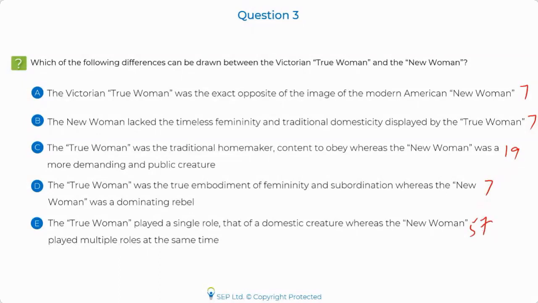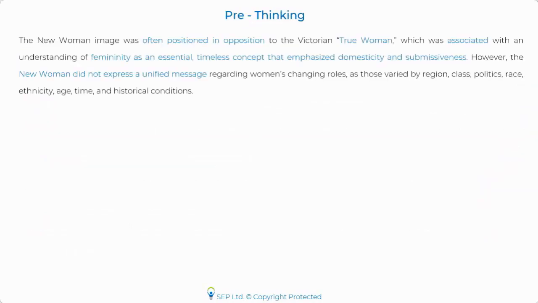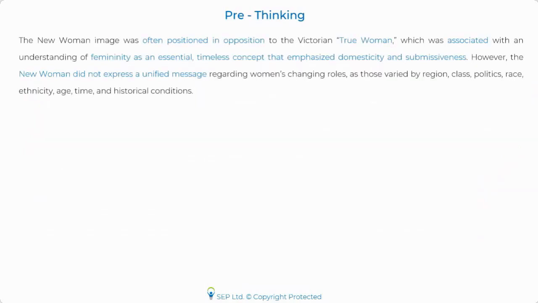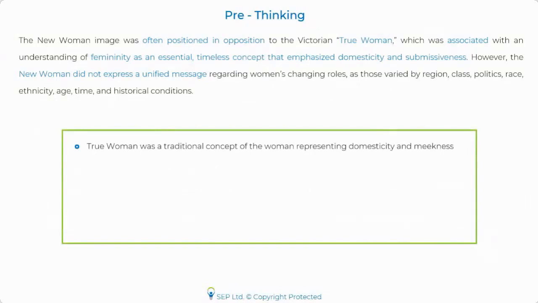I'm going to talk to you about the distortions now. Listen carefully. The question is, which of the following differences can be drawn between the Victorian true woman and the new woman? So these are the points of distinction. And from that, plus from the first paragraph, we can define that the true woman was a traditional concept of the woman representing domesticity and meekness. I know the meaning of submissiveness, meekness, but if you don't know, you can just continue thinking that she was a picture of domesticity and submissiveness.